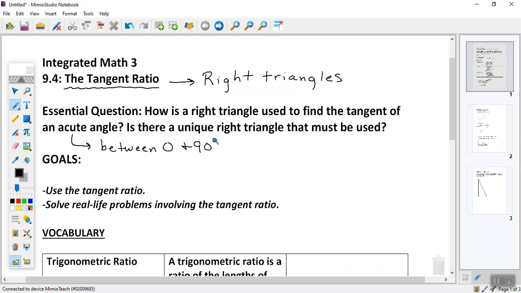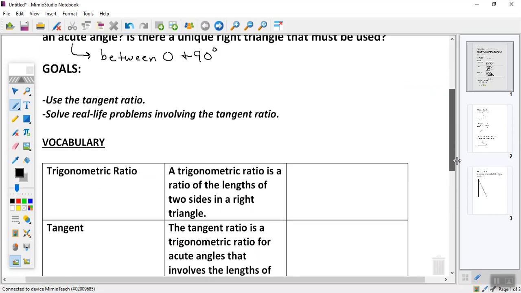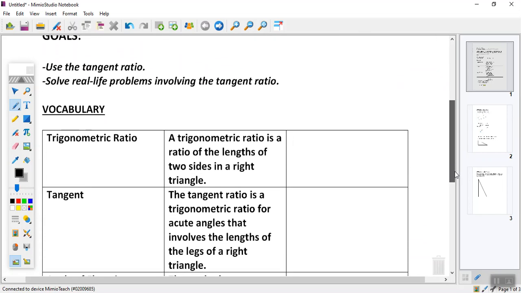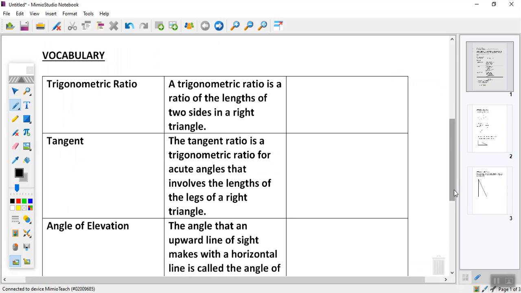So goals today, we're going to use the tangent ratio and then look at some problems that involve the tangent ratio. So let's make sure we can understand this. Again, what kind of triangle are you working with? You're going to be working with a right triangle and you'll have some acute angles to it. So let's get rolling on this. First things first. What's a term-wise here?